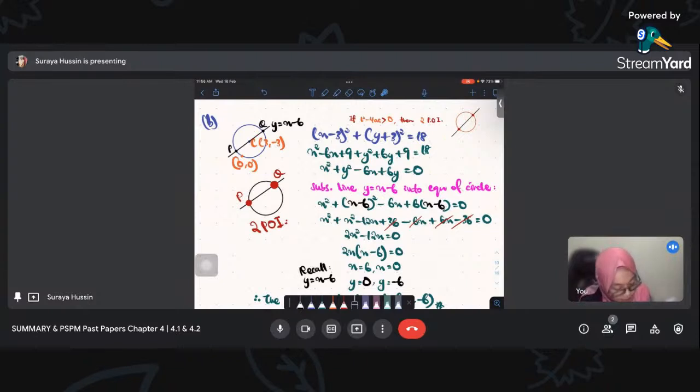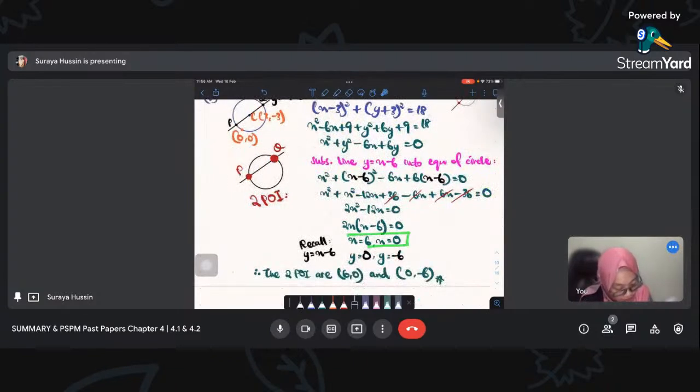And so I got two values of X. So if I have two values of X means I can get two value of Y. Dapatlah dua koordinat. Satu koordinat ni 6, 0. Another one is 0, negative 6. And so I got two POI successfully. Okay, caranya senang je. Masukkan line. This is the only step.